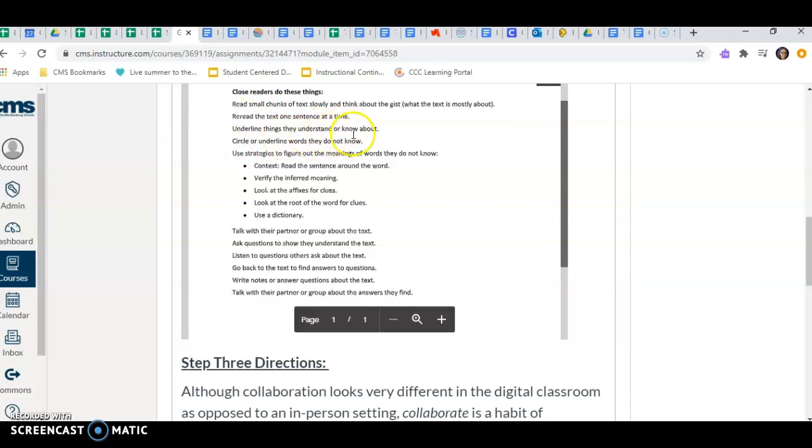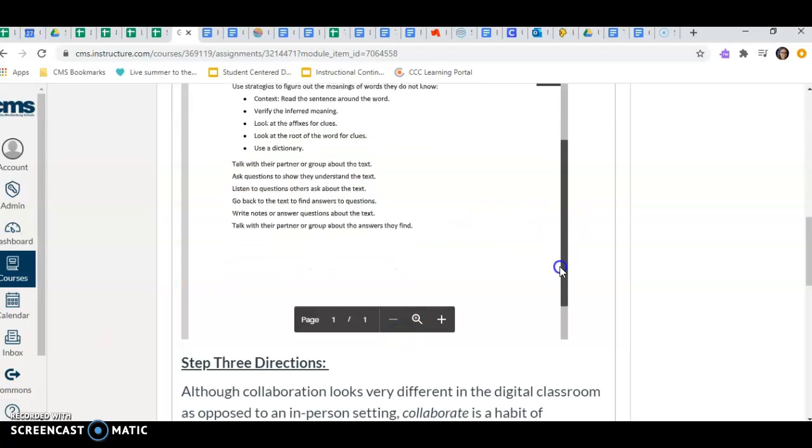Underline things they understand or know about. Have you guys been underlining anything in Sora? That might be something you can do. Circle or underline words you do not know. Use strategies to figure out the meanings of words they do not know. This you have been doing a lot during your entrance tickets. You might talk with your partner or group.